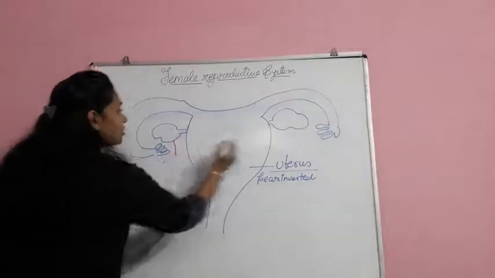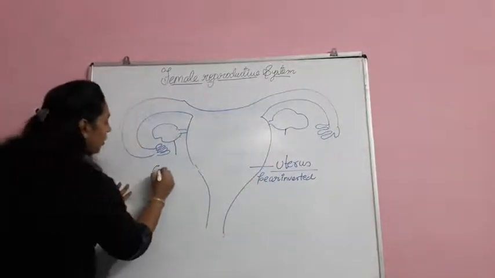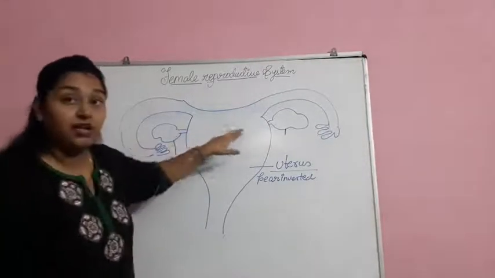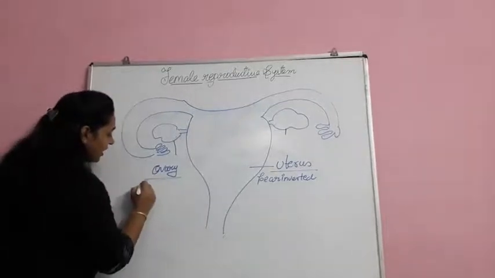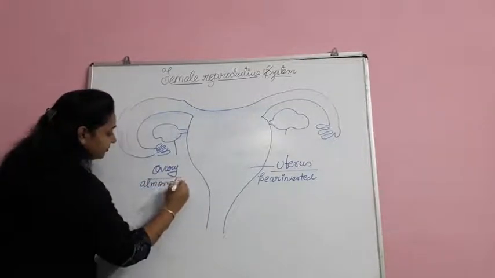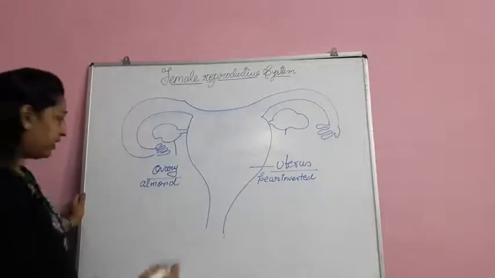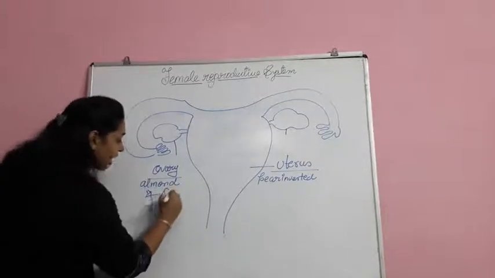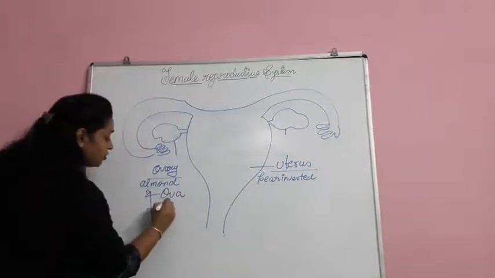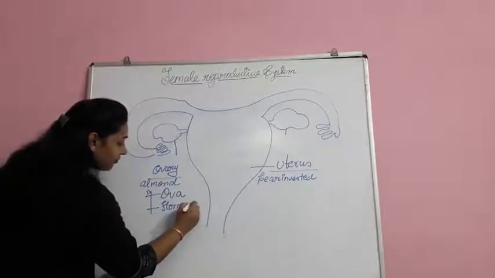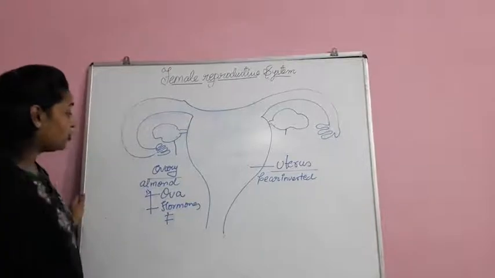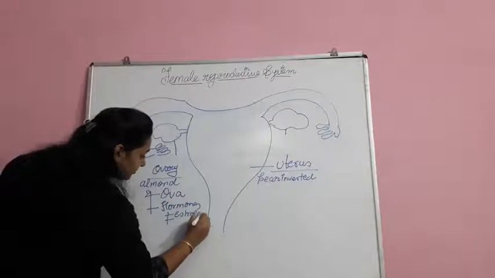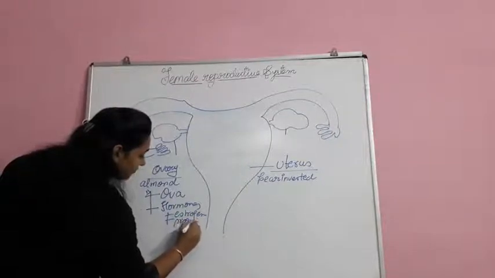Here you can see these two structures. These are the ovaries. Ovary is present in a pair and is almond shaped, and the work of the ovary is twofold. The first is to produce ova, and the second is to produce hormones. The hormones produced from the ovary are called estrogen and progesterone.